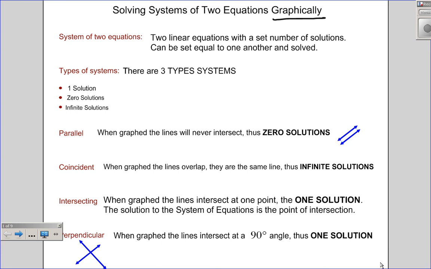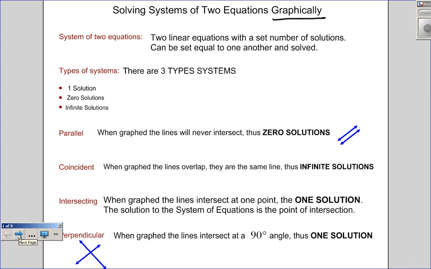We also have perpendicular lines. Remember, those are lines that form a 90-degree angle. They only have one solution, that point where they intersect, but they are more particular, more special than just intersecting because they do meet at a 90-degree angle. And there's something special about their slopes in that situation as well.